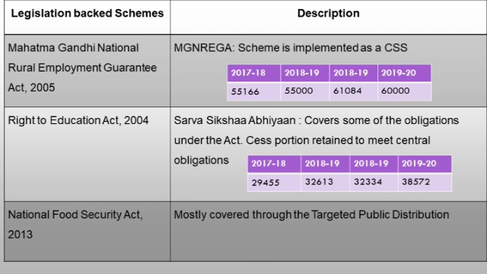Then the third one is the National Food Security Act, which mandates that every person should get 6 kilos. I repeat, every person should get 6 kilos of food grains, rice, wheat or coarse cereals, at rupees 3, 2 or 1. And this is covered through the targeted public distribution system.